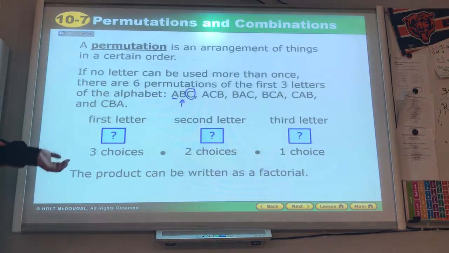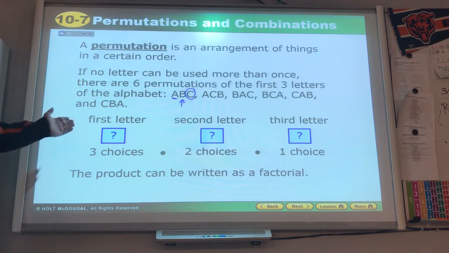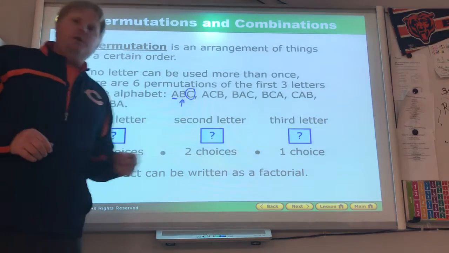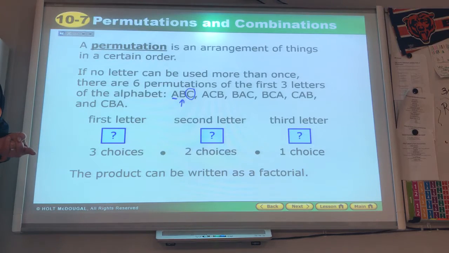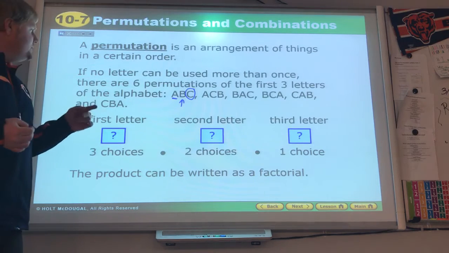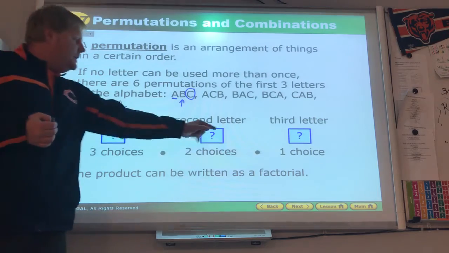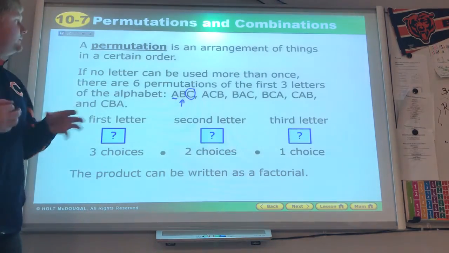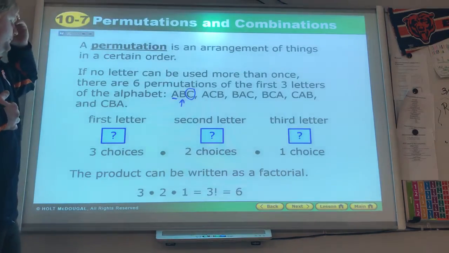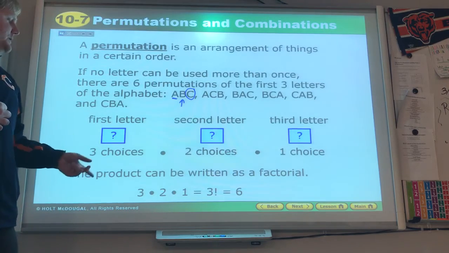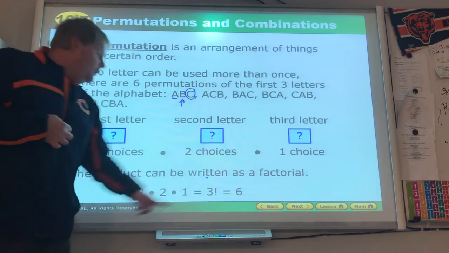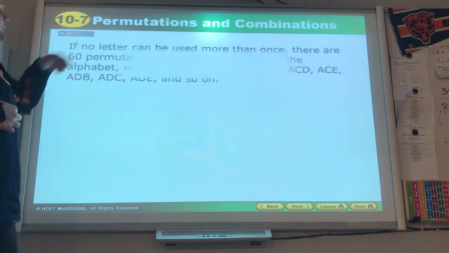So with permutations, it's kind of like a factorial. 3 times 2 times 1, isn't it? There's 3 spots, 3 factorial. That tells me how many options there are, because 3 times 2 times 1 is 6. The product can be written as 3 times 2 times 1, or 3 factorial, which is 6.